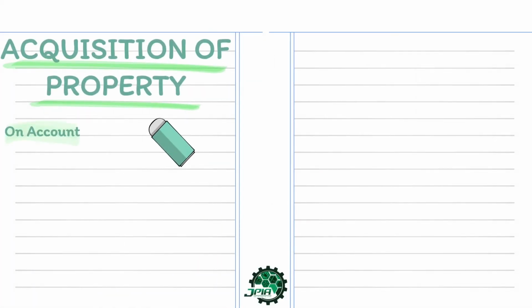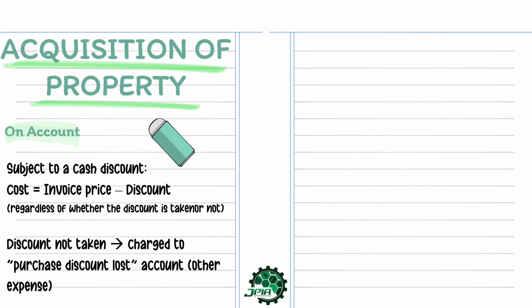Next, it's on account. So, what if we acquired the property on account? If on account, of course, if subject to a cash discount, invoice price minus discount. Okay. In this type of transaction, we need to remember that we really have to determine the discount at the start because we will record it whether it is taken or not. Regardless if taken or not, we should deduct the discount.